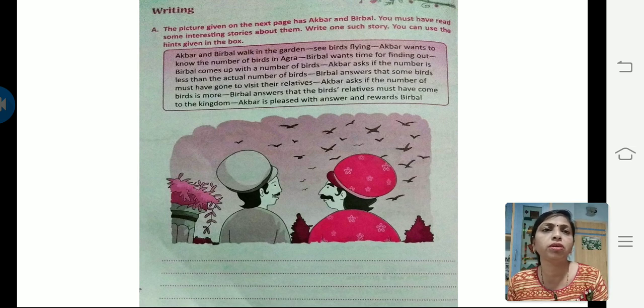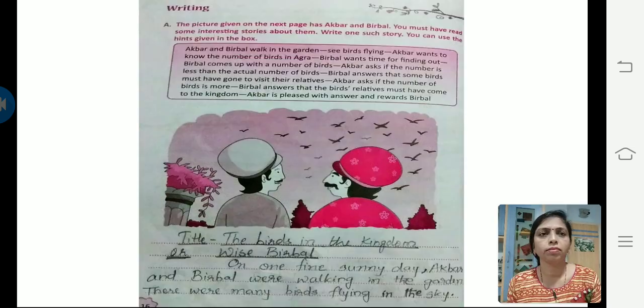You know, children, Akbar and Birbal, so many stories you must have heard about them. So here you have to create one story and some outlines are also given. So according to the picture given and using those hints, or you can say outlines, you have to create a story. Okay children, let's try to create the story using this picture and the given outlines.